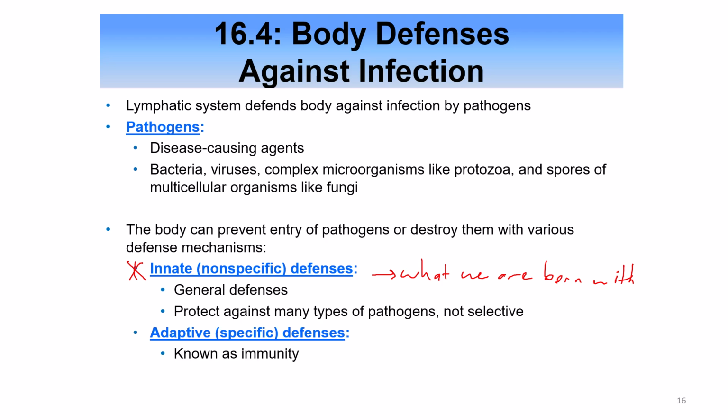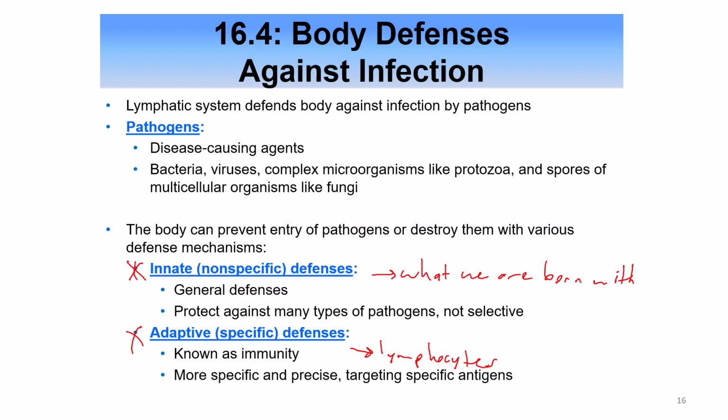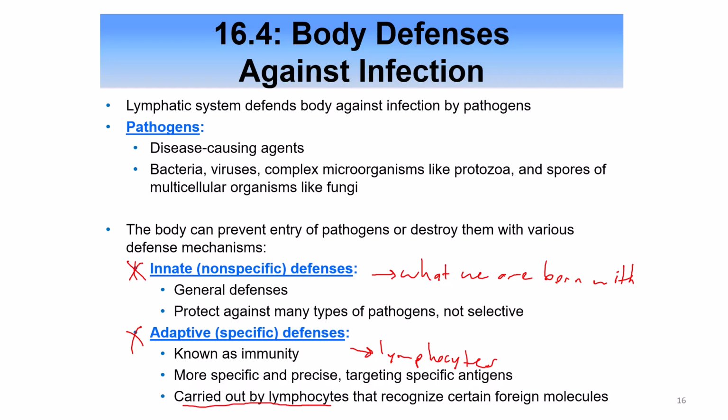So they're not selective. Versus adaptive specific defenses, this one includes lymphocytes. The T cells, the T type, and the B type. And so those do need to be trained to go look for the different pathogens. And so yes, these are more specific. They're targeting the specific ones. And it's written here as well. It says carried out by lymphocytes.